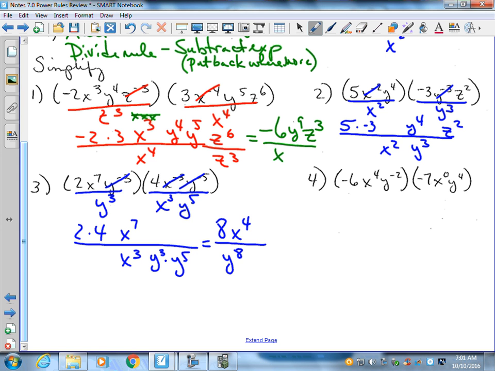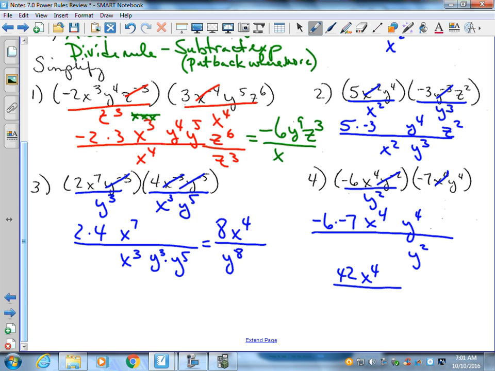So over here, my negative 6, I can't do anything about that. 4 I can't do anything about because it's positive, but this y I can bring down and make it positive power. 0 powers drop off. Let's reorganize it by type. So the 2 negative numbers are both coefficients. You have x to the 4th, and there are no other x's left since the 0 power dropped out. And y to the 4th over y to the 2nd organizes my y's. So negative times negative makes a positive 42.